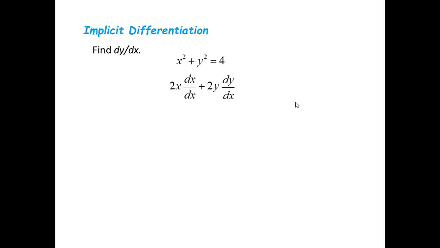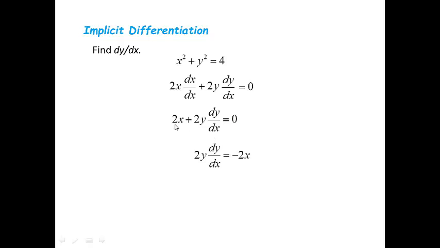I'll let that sink in for a second. And then on the other side, derivative of any constant is 0. This cancels, this reduces to 1. And what are we trying to find? dy dx. We just want to solve this whole thing for this part right here.